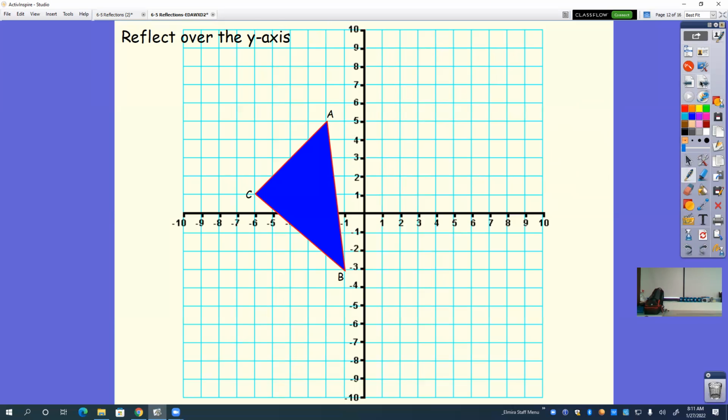Again, here's another review from yesterday, reflecting across the y-axis. 2 away, 2 away, 1 away, 1 away, 6 away, and then 6 away. So again, reflecting across the y-axis, same thing that we talked about in yesterday's video. Pretty simple and straightforward. Count the distance to the reflection line and then the equal distance away from the reflection line.